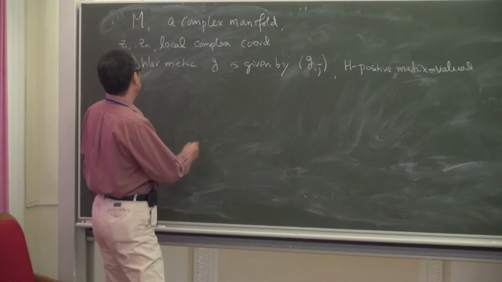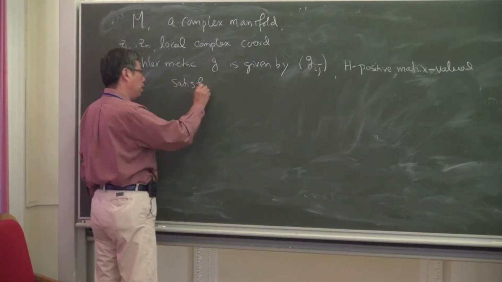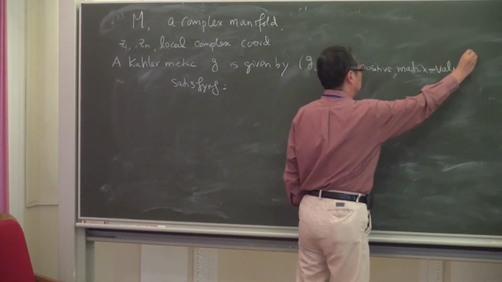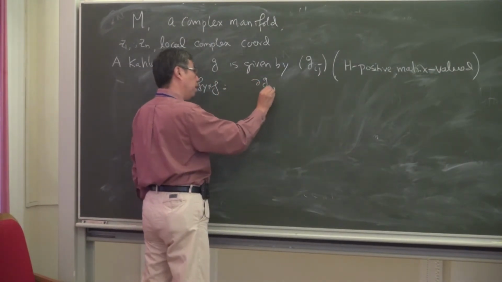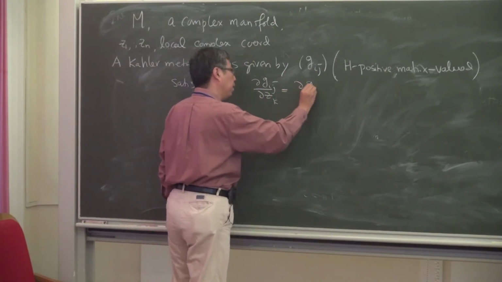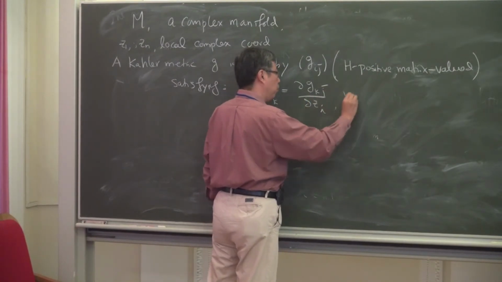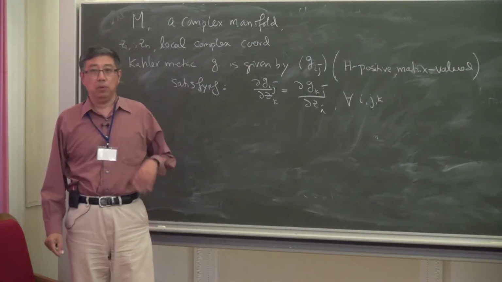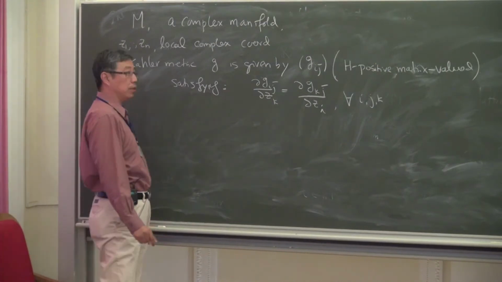So a Kahler metric needs to satisfy some condition. This condition is the following: the derivative of G i j-bar with respect to z k equals the derivative of G k j-bar with respect to z i, for all i, j, k. I will expand on it in a moment. Why is this condition crucial?